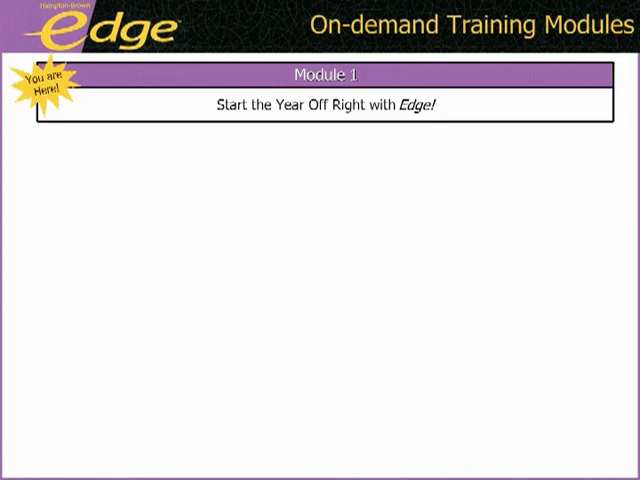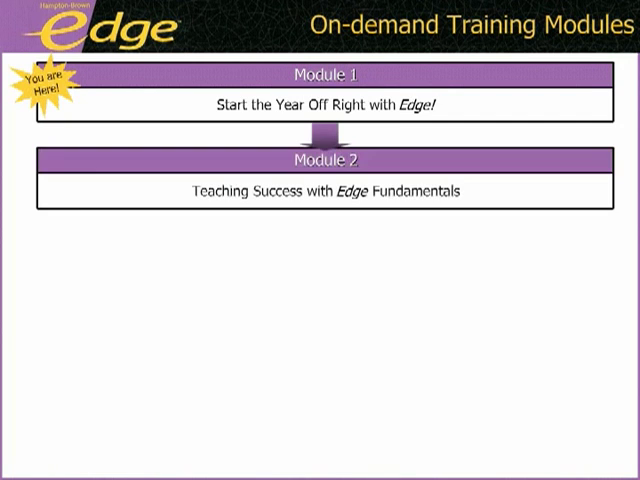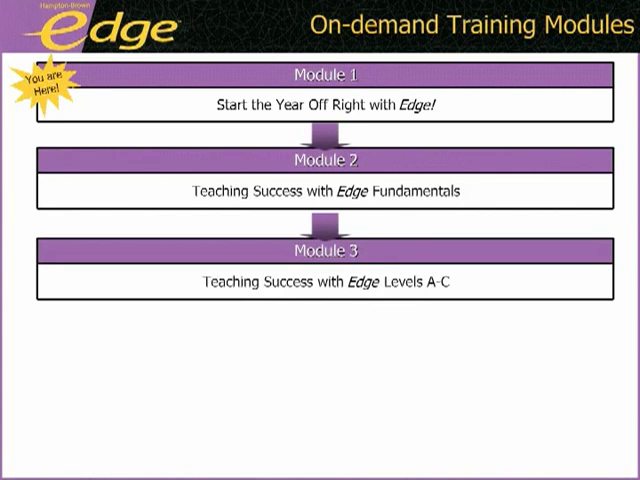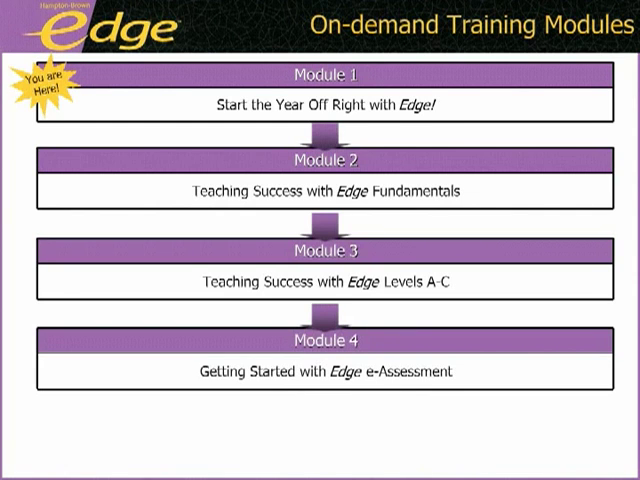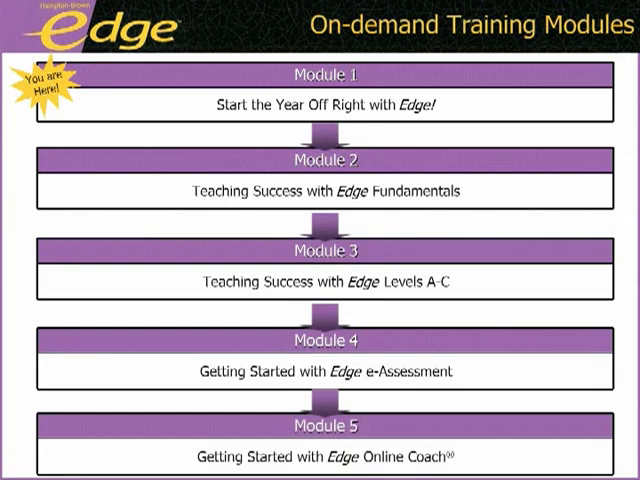As I said before, this is the first of 5 on-demand training modules to help prepare you to use Edge in your classroom. After you complete this module, you will want to select either Module 2 or Module 3, depending on which Edge level you will be using in the classroom. If your school or district has purchased Edge e-assessment and/or the online coach, please be sure to view Module 4 and/or 5 to help get you started with those subscriptions.